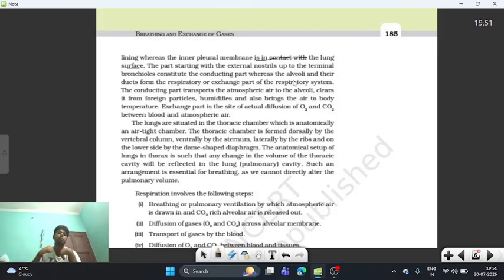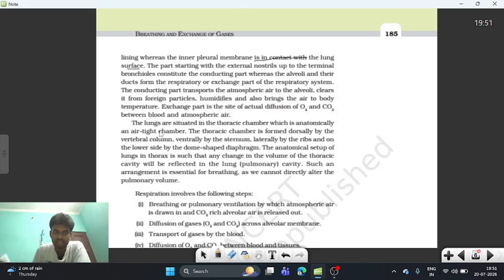What is the function of the conducting part? They take up oxygen, they conduct it. And what is the exchange part? They take the oxygen and in exchange they give carbon dioxide. Got it? The conducting part transports the atmospheric air to the alveoli that I discussed just now.